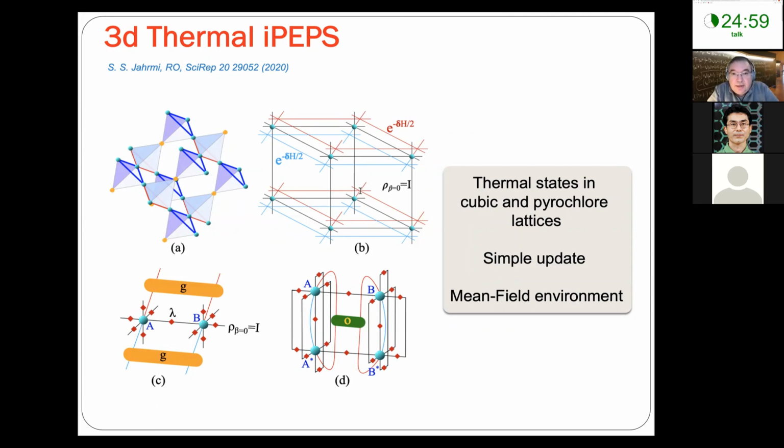This includes higher dimensional lattices, such as the cubic lattice in 3D, or even the pyrochlore lattice, or even more complicated ones. So we developed this algorithm for computing thermal states.